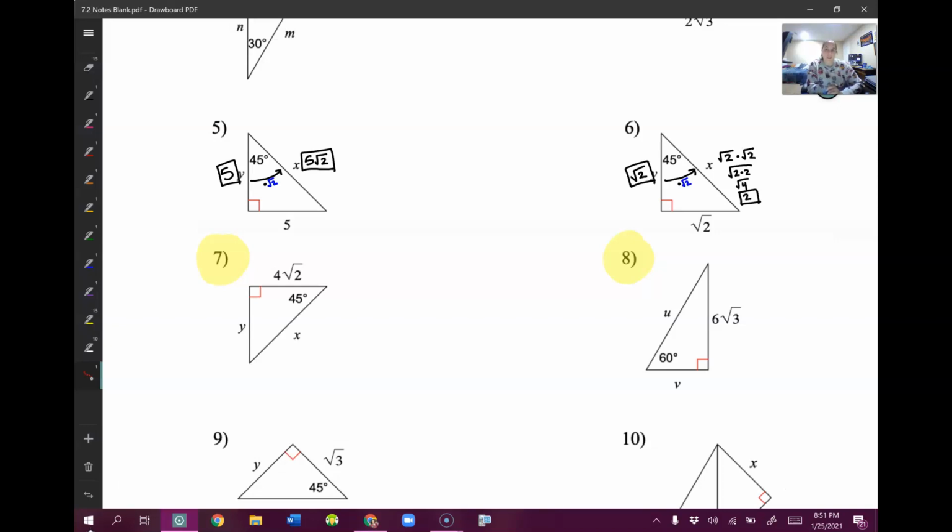In the last video for today, we'll go over the last special right triangle, which is called a 30, 60, 90 special right triangle.